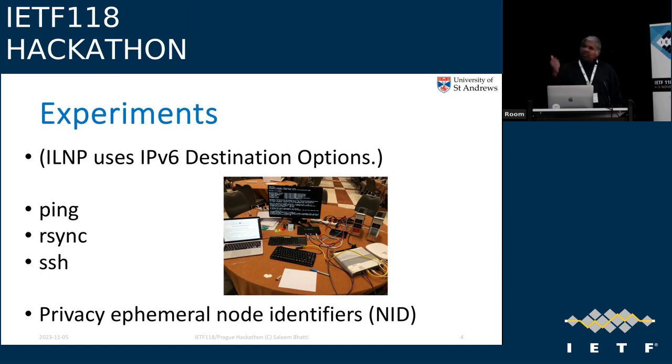And we also have a little tweak in here for the BSD kernel that we're using, ephemeral node identifiers. So basically the lower 64 bits of an IPv6 address are generated dynamically for every single flow for increased privacy. And so we wanted to test all those features. And that was the experiment.